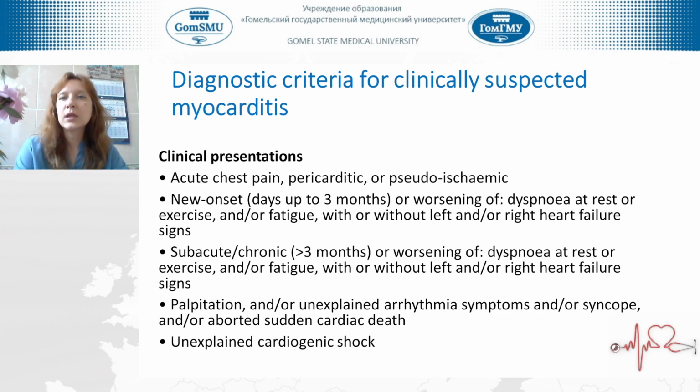Diagnostic criteria for clinically suspected myocarditis. In the clinical presentation, we can see acute chest pain, pericarditic or pseudoischemic, new onset, days up to 3 months, or worsening of existing symptoms: dyspnea at rest or exercise, fatigue, with or without left or right heart failure signs. Subacute or chronic, more than 3 months, or worsening of existing symptoms: dyspnea at rest or exercise, or fatigue, with or without left or right heart failure signs; palpitation or unexplained arrhythmia syndrome with or without syncope or aborted sudden cardiac death; and unexplained cardiogenic shock.